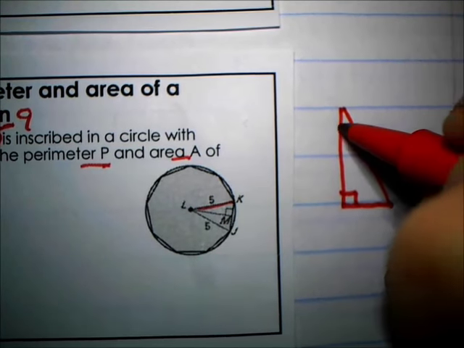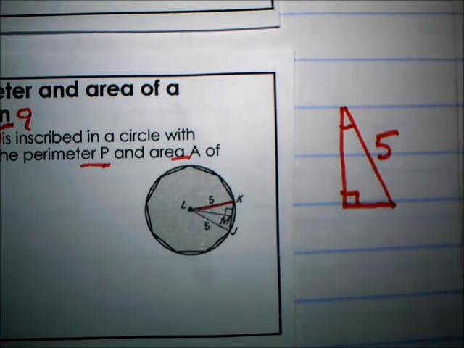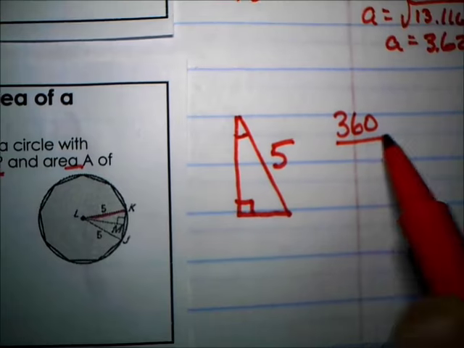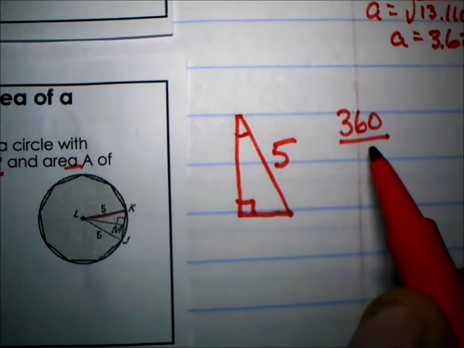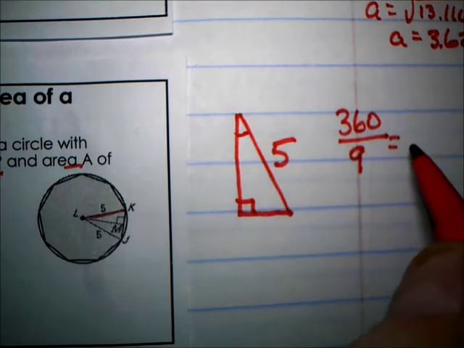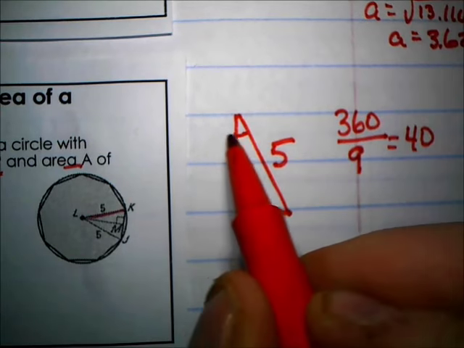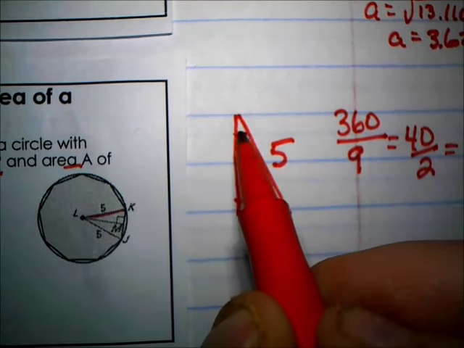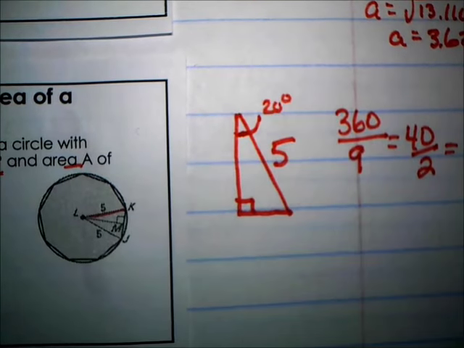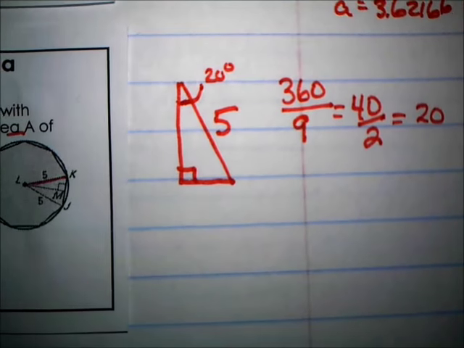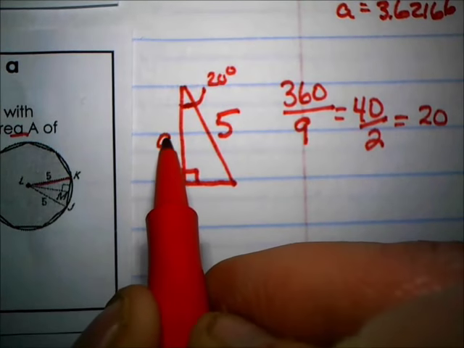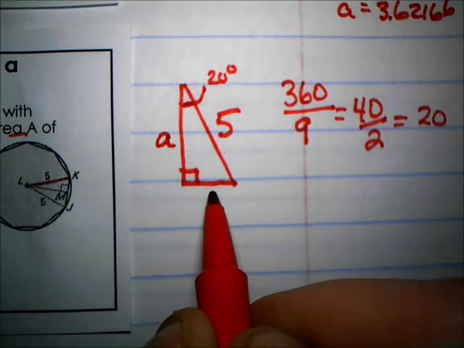So I've got to find this angle at the top. And I can do that by saying 360 divided by the number of sides, which they said there was 9. So I'm going to divide by 9 and end up with 40. Now that's the entire side, so I have to now divide by 2 to say that that top angle up here is 20 degrees. Knowing that information, I'm looking for the apothem as well as the opposite side.